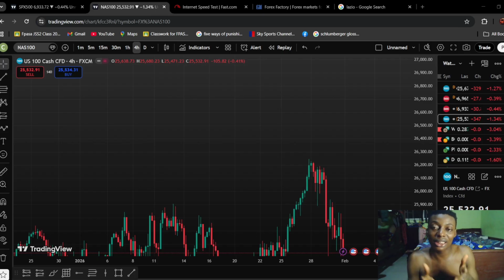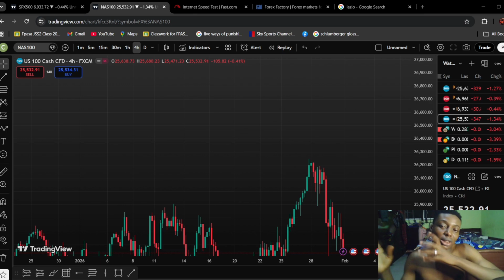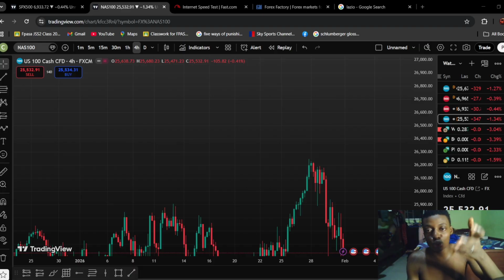SMT is basically disagreement in price action between two correlating pairs. Correlating means pairs that move basically the same way, like Euro USD and Pound USD, and also Nasdaq and S&P. So I'm going to use drawing now to explain the meaning of SMT. We can have a bearish SMT and also a bullish SMT.